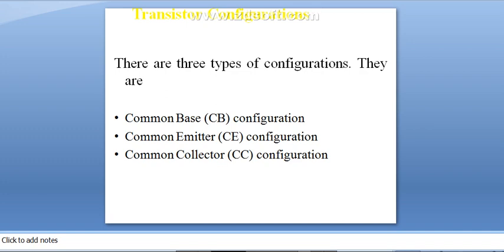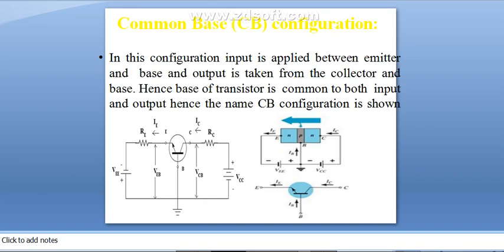Common base configuration is also called grounded base configuration. In the common base configuration, emitter is the input terminal, collector is the output terminal and base is the common terminal.